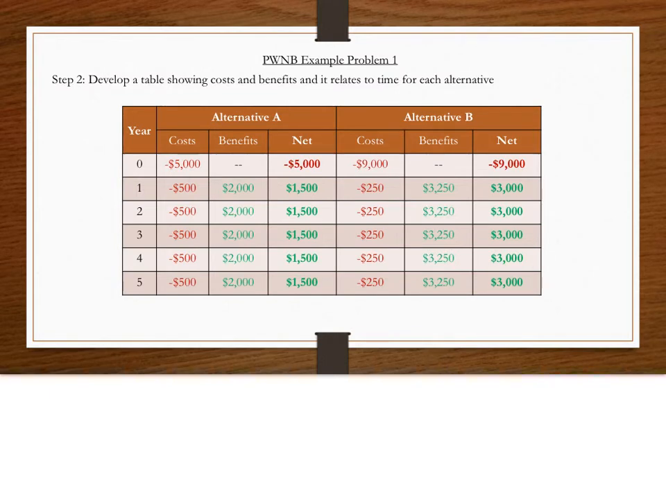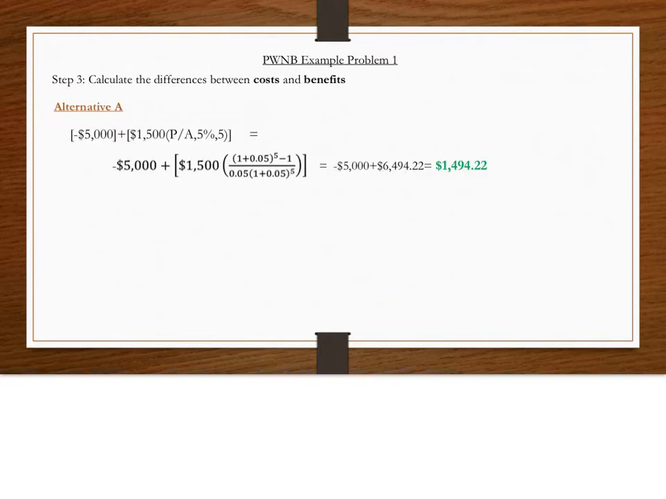Alternative B has a net revenue of $3,000 at the ends of years 1, 2, 3, 4, and 5. We get there by subtracting the O&M costs from the annual revenue stream. So now our equations are much simpler. We sum together all of our costs and benefits in terms of present worth.